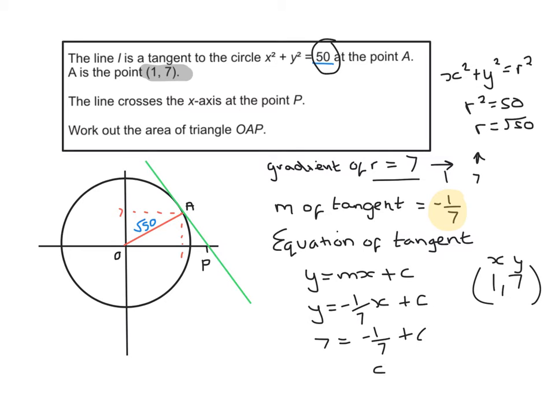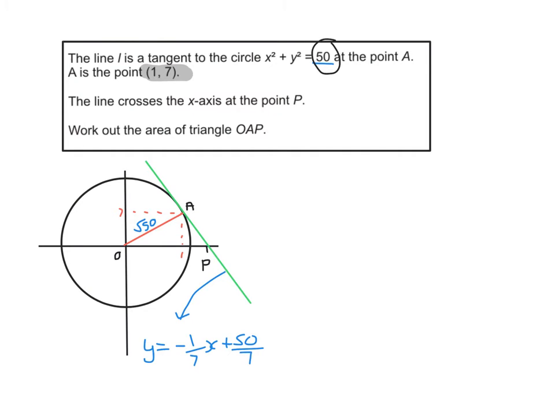So I just want to know what c is. So that's 7 add 1/7. This is a calculator paper, so you can just literally put it on your calculator. So that's going to be 50 over 7. So I've got my c. I can now write my equation of my tangent. So it's going to be y equals, the gradient was minus 1 over 7, x plus 50 over 7. Okay, so I've got the equation of the tangent.